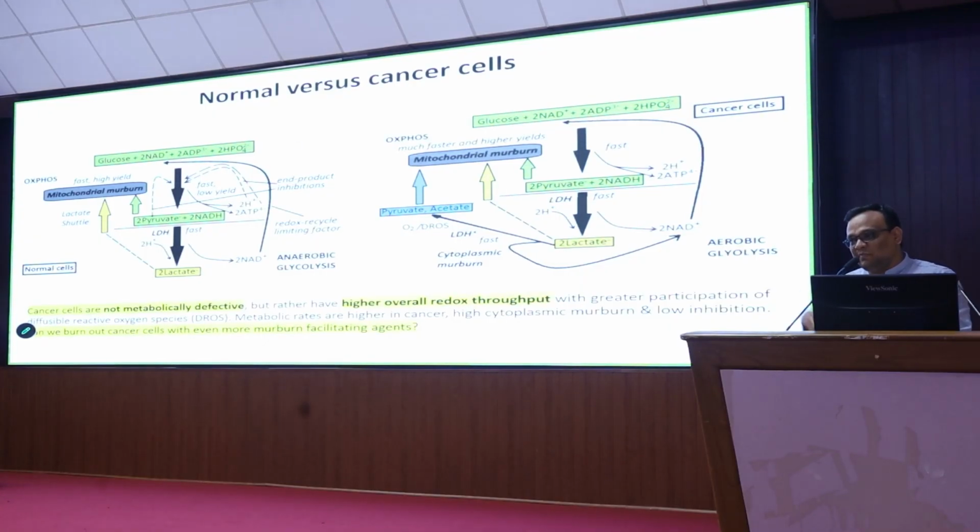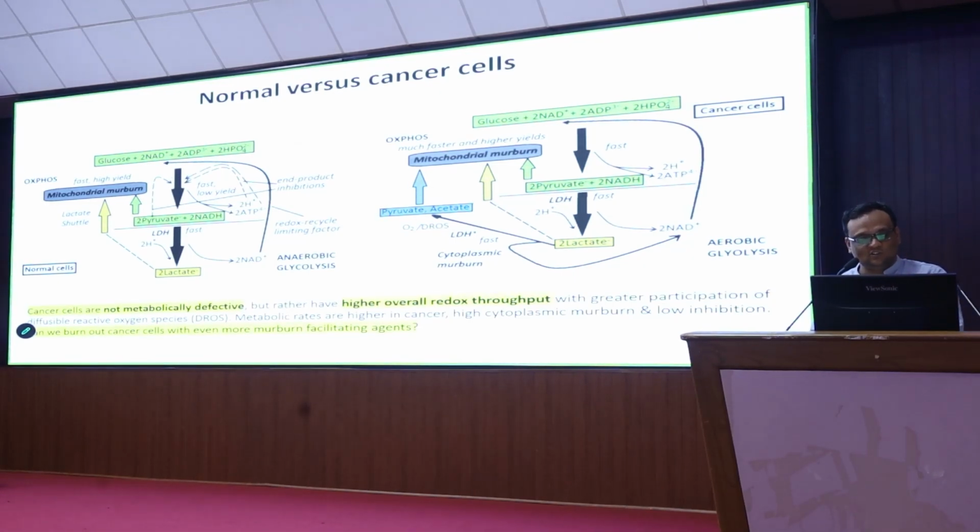Lactate is made, but it can be utilized as a fuel because it is electron rich when compared to pyruvate. There are electrons going from NADH to make lactate, right? So compared to pyruvate, it is electron rich. But the problem is that redox recycling is limited because you also have end product inhibition in normal cells, which are not cancerous.